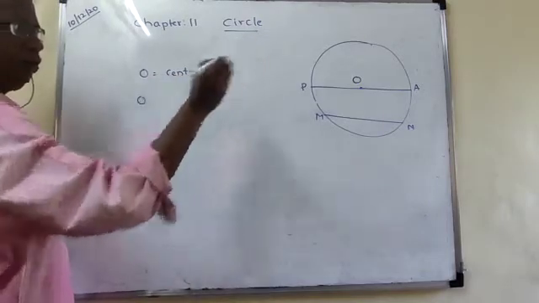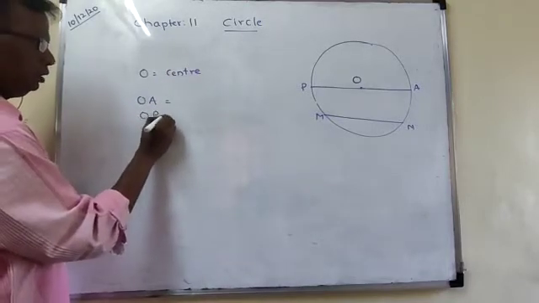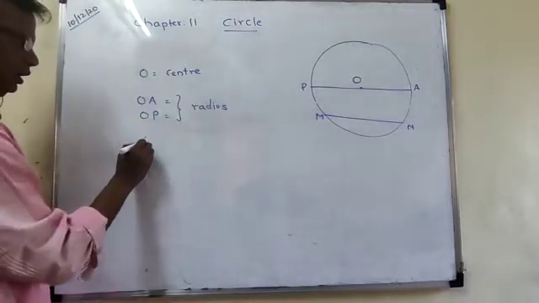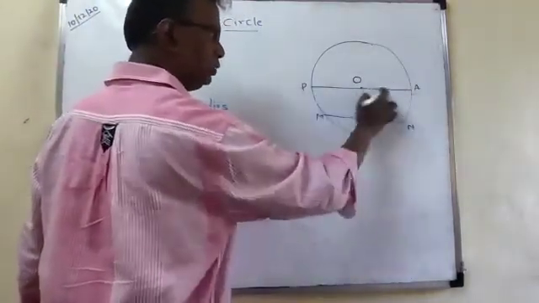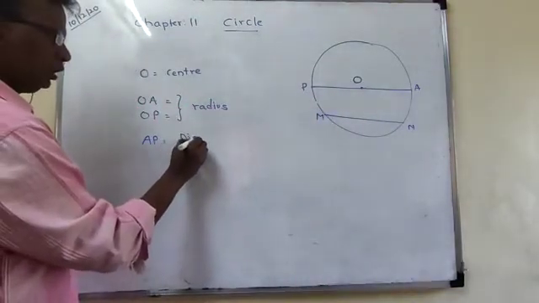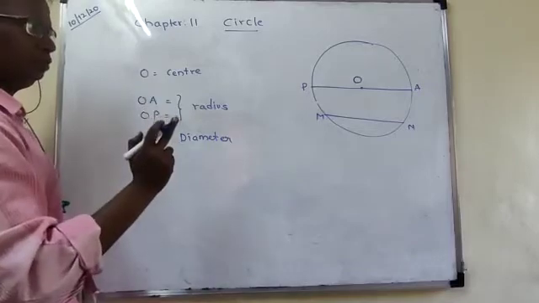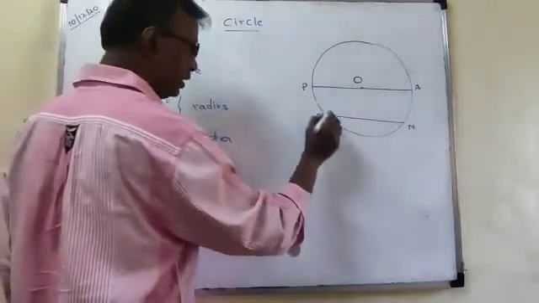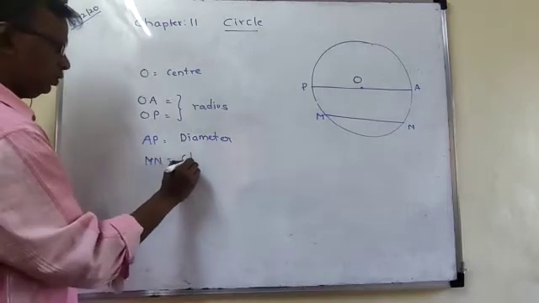From the center to the circle, the distance between the center and the circle, that is OA, or you can say OP. These two are called radius. And AP, the distance from A to P passing through the center, is called diameter. That is the longest chord. The line which is passing through the center is called a diameter. But the line which is not passing through the center is called a chord. So MN is called a chord.